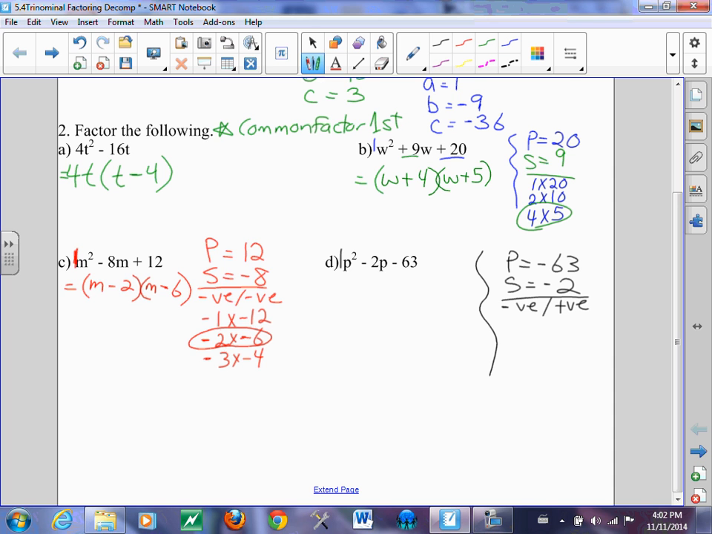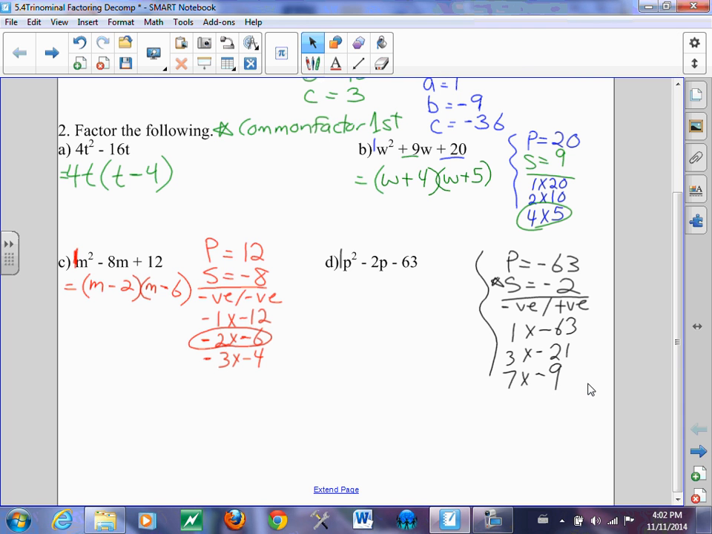Okay, and if we know we have one negative, one positive, we take a look at the sum. And if the sum is negative, that means the biggest number must be negative. So I'm going to go 1 times negative 63. Then I'm going to go 3 times negative 21, and 7 times negative 9.